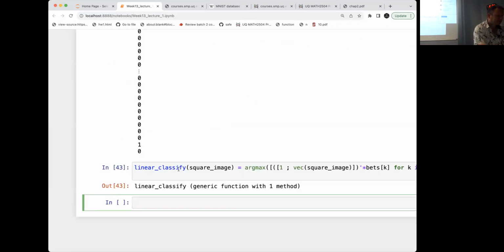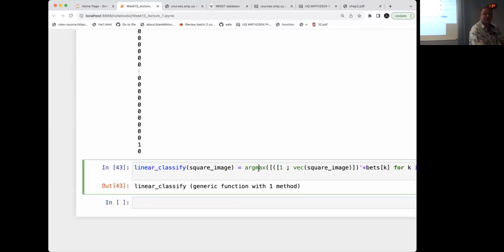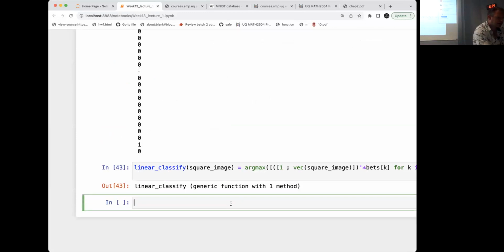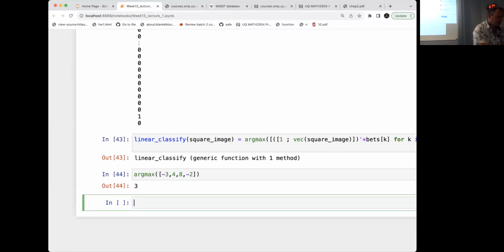Okay. So what does it do? First of all, we have the argmax function. The argmax is just, if you do argmax of -3, 4, 8, -2, it's going to give you the index that is the maximal index. All right, that's what argmax is. Not a complicated function, just a Julia function.